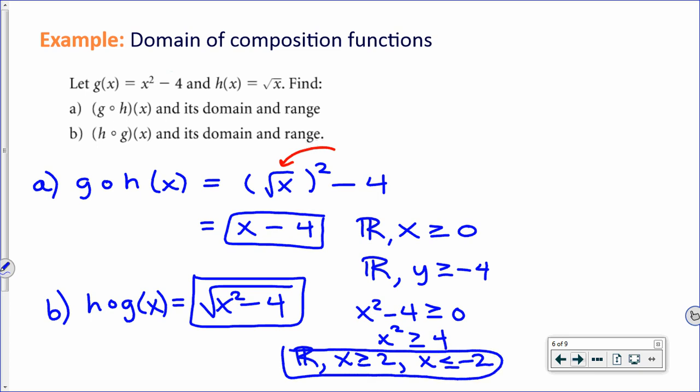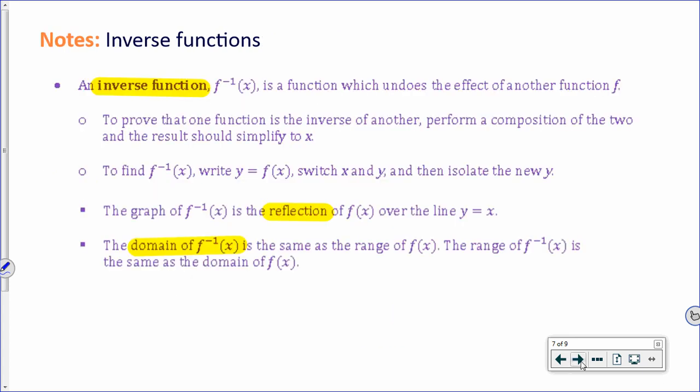And then for the range, because it's a square root function, the outputs are all going to be 0 or more, right? Because in the end, you'll be square rooting a 0 or a positive number, so the outputs will always be positive. So for the range, we're going to say y can be all real numbers that are greater than or equal to 0. And I tried to do both of those without a calculator, because they can be done analytically. And then inverse functions.